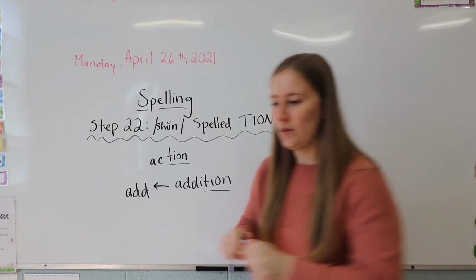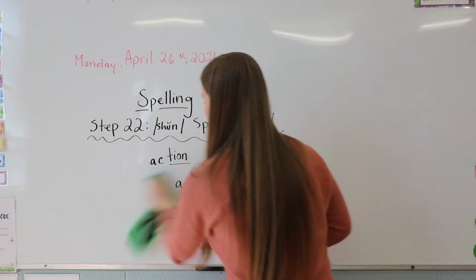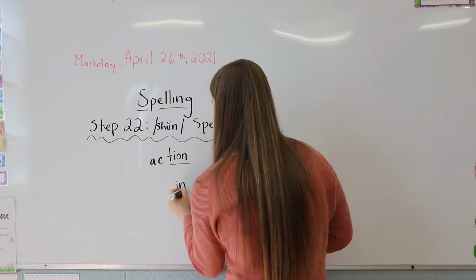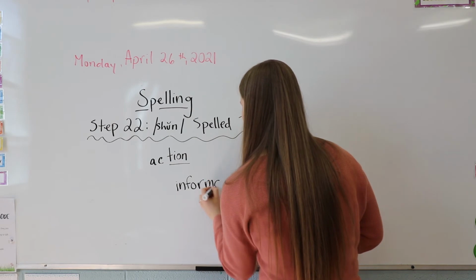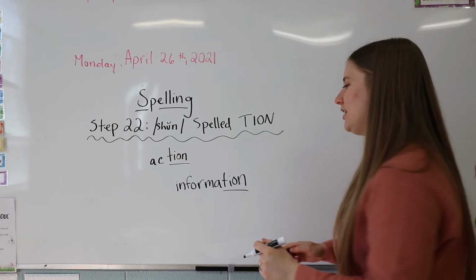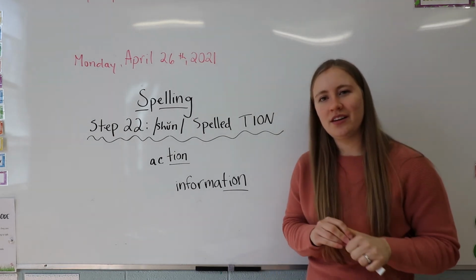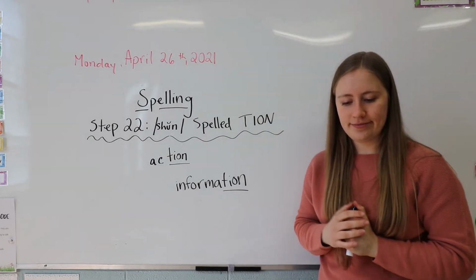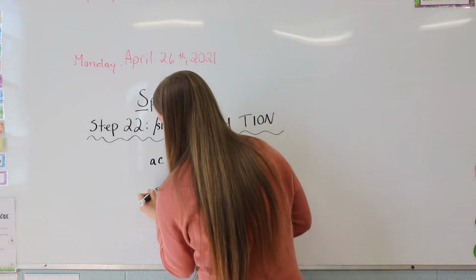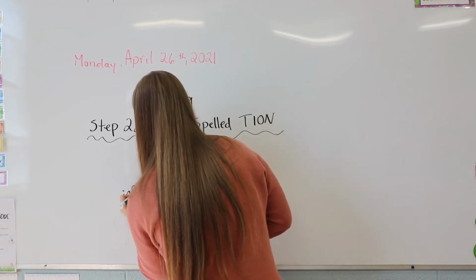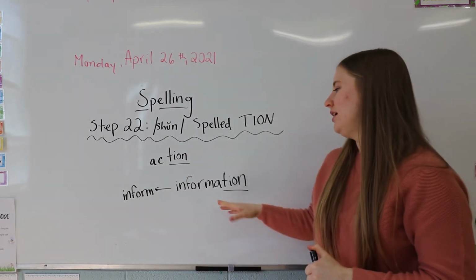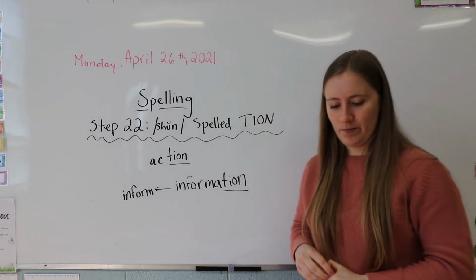So, what about information? So that has our T-I-O-N, our shun sound. And what's the base word for information? It's inform. So again, you can see how knowing the base word will help us spell the word with the shun at the end. Okay?